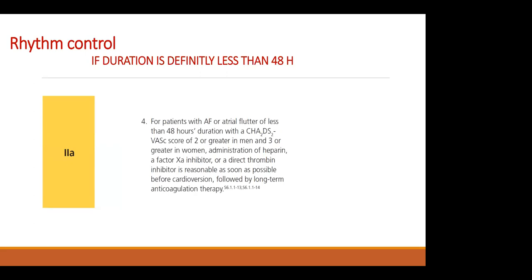If the duration is definitely less than 48 hours, and the patient actually has a CHA2DS2-VASc score of 2 in men or 3 in women, which means that he needs long-term anticoagulation, we should give either heparin or one of the new oral anticoagulants as a class 2A recommendation, and then you continue for long-term anticoagulation.